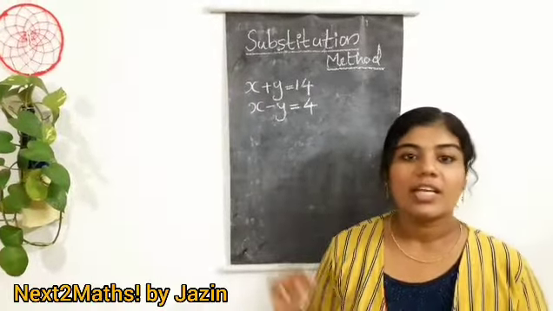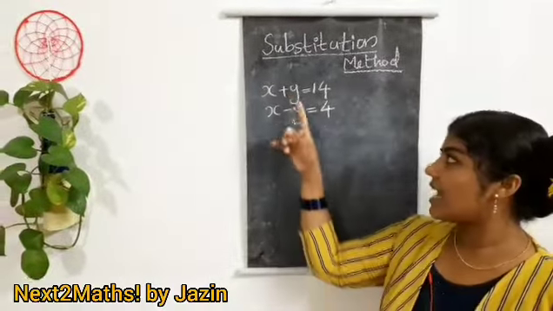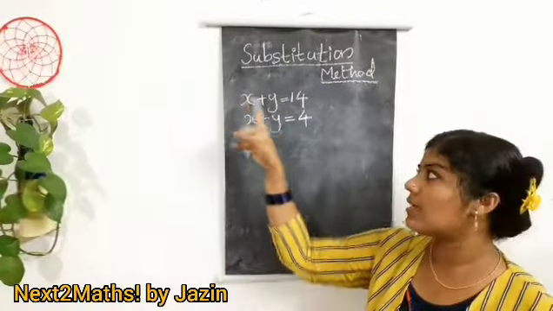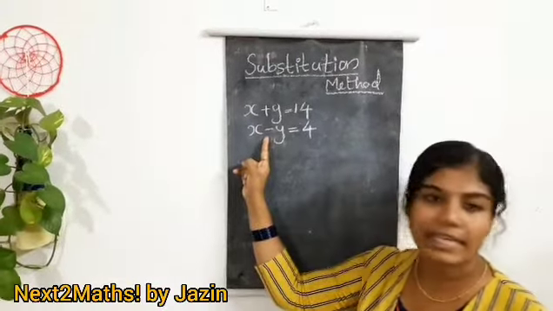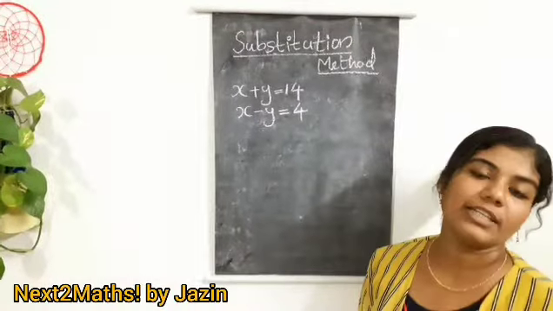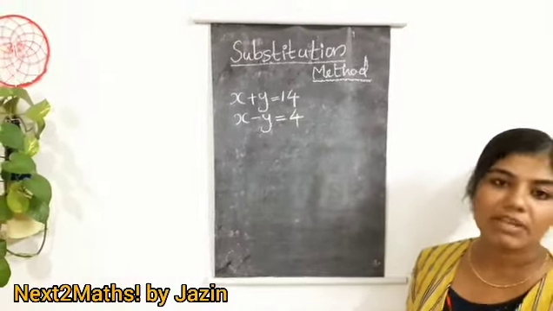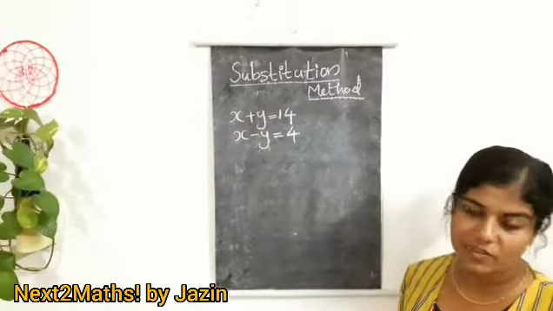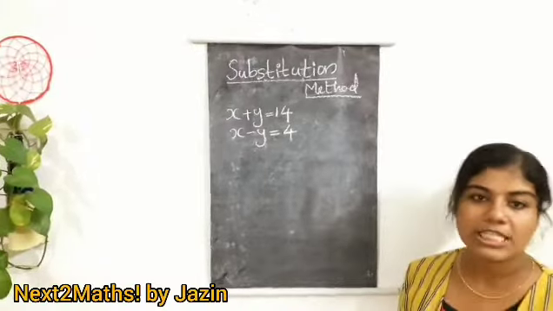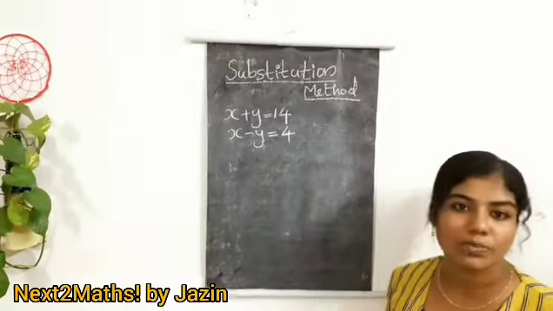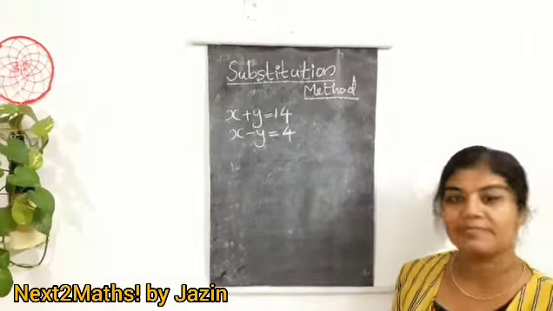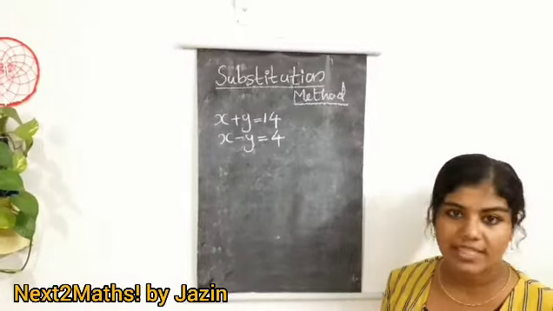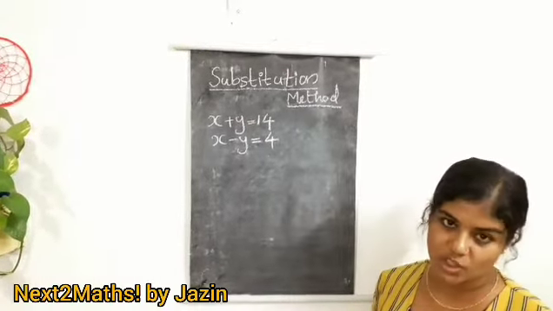So the first question: x plus y equal to 14, x minus y equal to 4. This is the first linear equation and this is the second linear equation. From these linear equations we have to solve for x and y, finding the values of x and y using the substitution method. This is an algebraic form of finding the solution. So let's start.